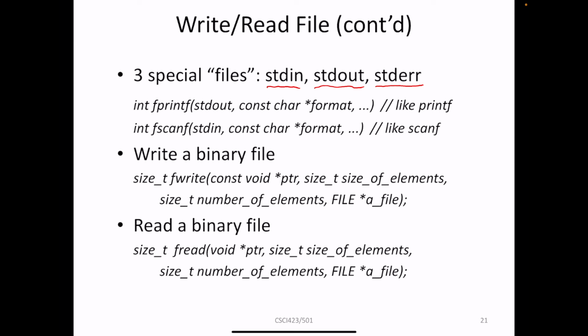The first one, the fwrite function, will write this many elements from the array pointed to by ptr to the current position in this file. The size of each element is given by this one, size of the elements. And for the second function, the fread function, it will read this many elements from the current position in the file to the array pointed to by ptr. And the size of each element is given by the size of the element.